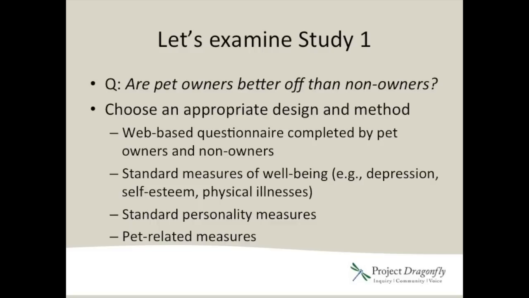Relatedly, we also measured people's personalities, again using standard measures from the literature. And lastly, we assessed a bunch of issues that were related to pet-related measures in particular. Here we weren't able to find a lot of existing measures, and as a result, we had to invent some of these on our own. But in general, you're always better off if you can find existing measures and instruments in the literature rather than trying to reinvent the wheel.